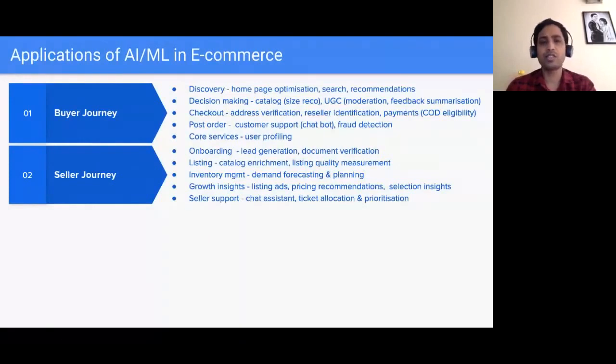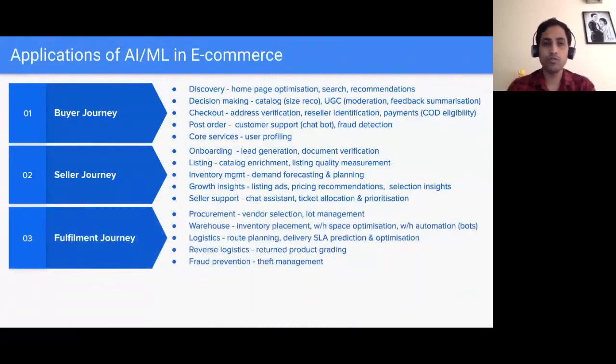And then there are growth insights. We try to, where the objective is, for example, how do we grow a seller's business on Flipkart? How do we help them price their products effectively? Can they use ads to promote their products and all of that? Then there is seller support, similar to customer support. Then the third piece, which I talked about earlier, is the fulfillment journey.